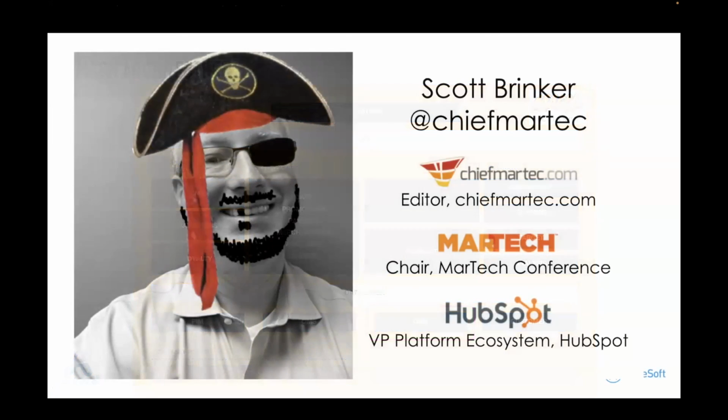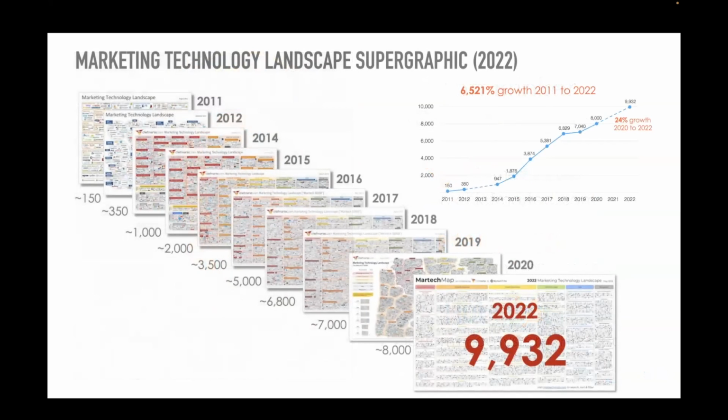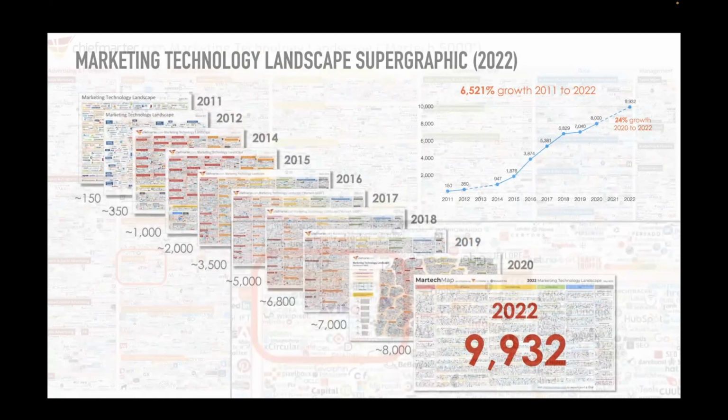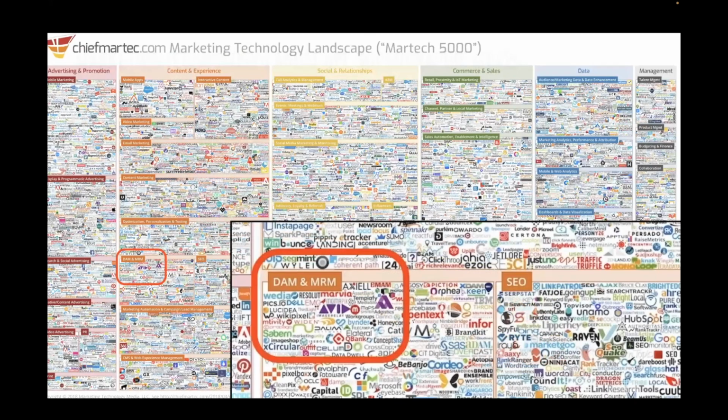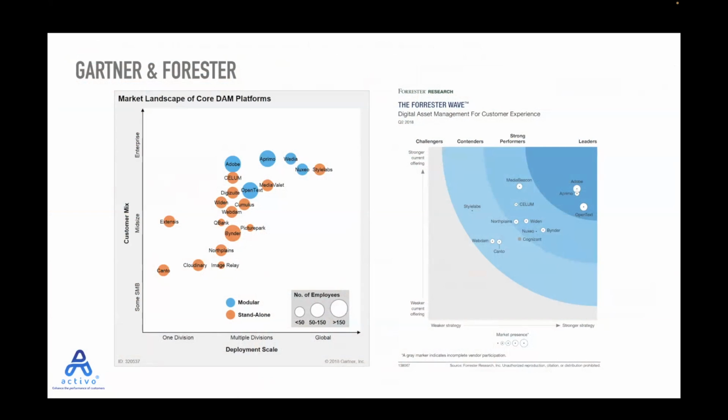Maybe you saw Scott Brinker's amazing chief Martech maps. After years, it's maybe a nightmare for most of the customers. It's thousands of solutions, and the DAM is just in the middle of a lot of things. And of course, when you are a customer and you want to start a project, you want to take some analytics, some KPIs, to make the right selection.